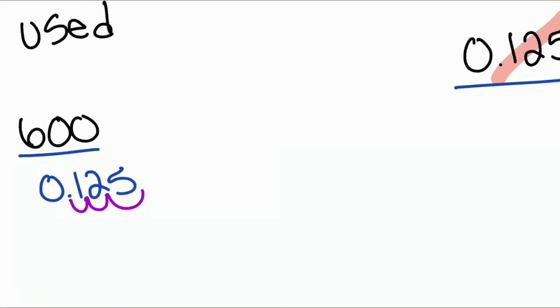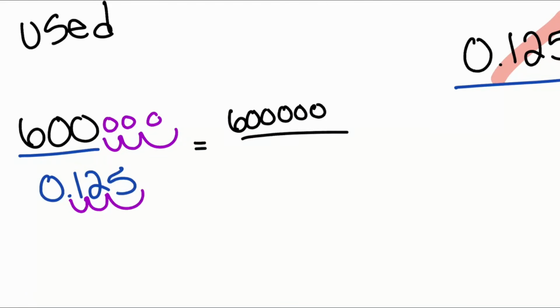So we'll do the same up top. Again, with fractions, we have to keep that balance. And so that means we're going to have 1, 2, and 3 extra zeros. And so that makes this division, again, from 600 divided by 0.125, it turns it into 600,000 divided by 125.